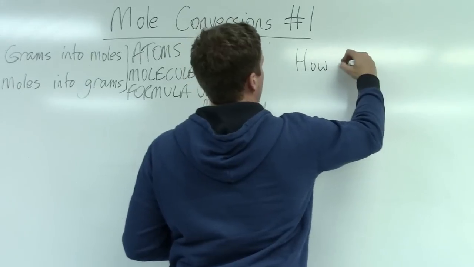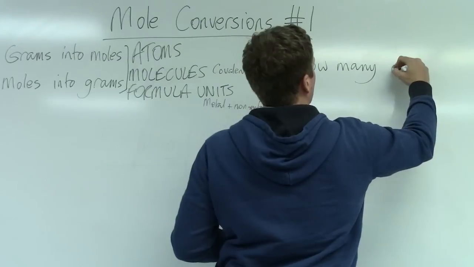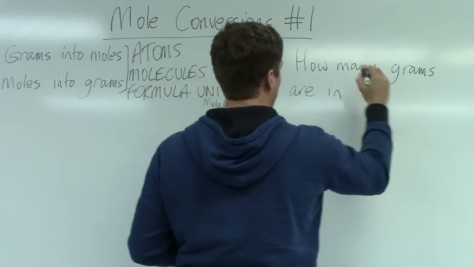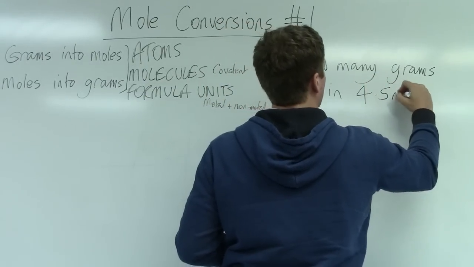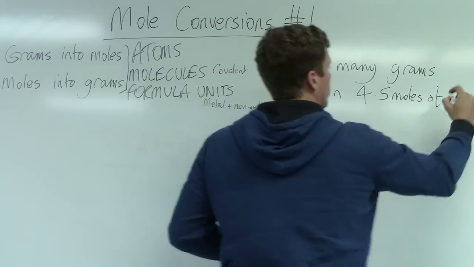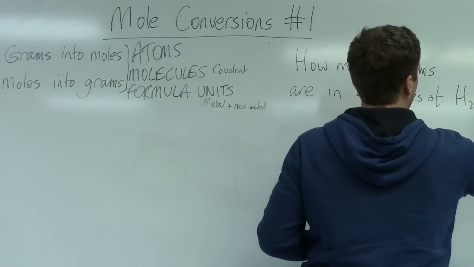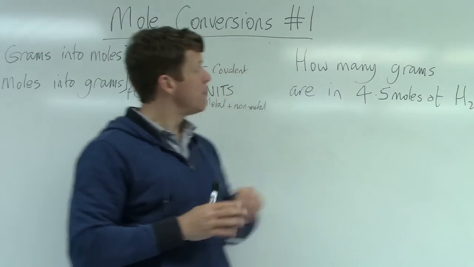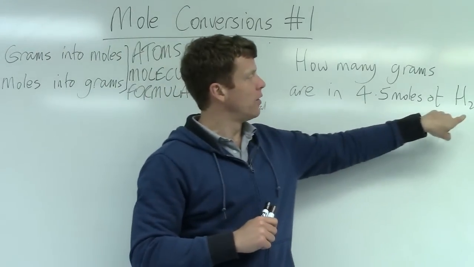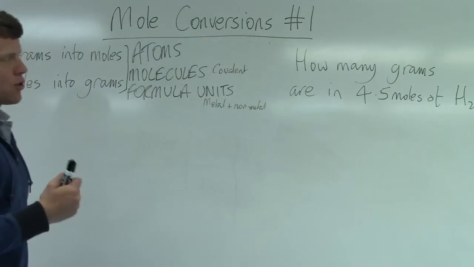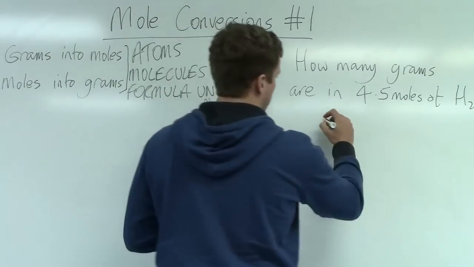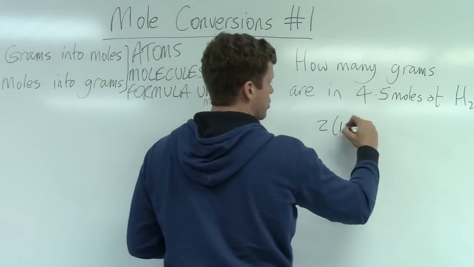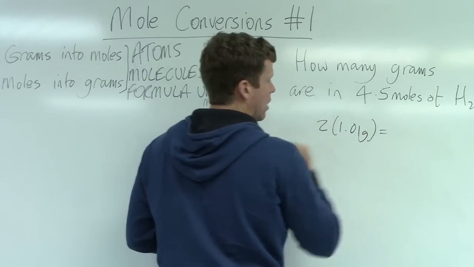So let's say how many grams are in... This time we're going to look at sulfuric acid, which is H2SO4. How many grams are in that many moles of that sulfuric acid? So my first step is to add up all these masses. So I've got 2 hydrogens, so that's 2 times the mass of hydrogen.